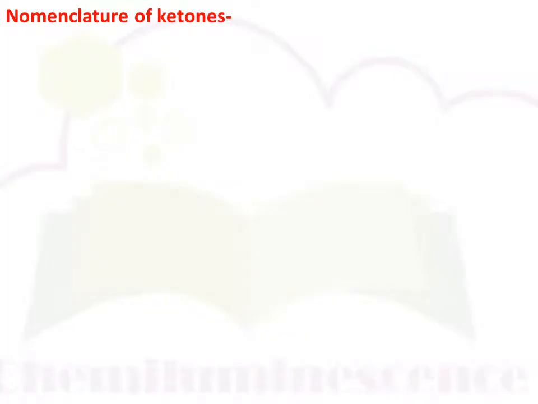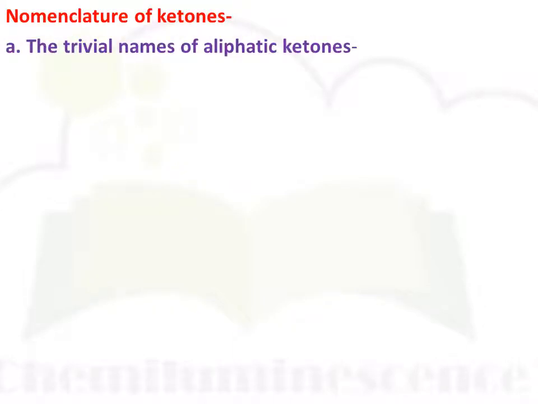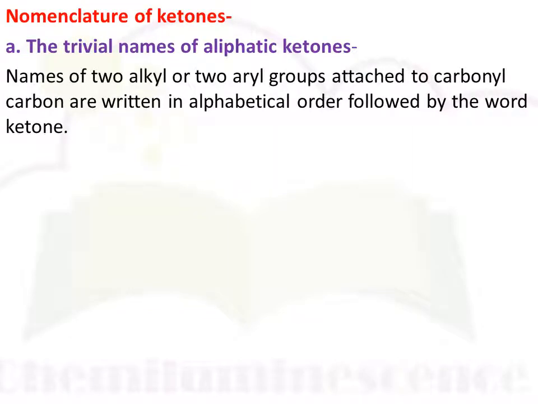The next point is nomenclature of ketones. The first point is the trivial names of aliphatic ketones. For writing the trivial names of aliphatic ketones, write the names of two alkyl or two aryl groups attached to the carbonyl carbon in alphabetical order, and then write the word ketone at the end. Let's see with the help of an example.